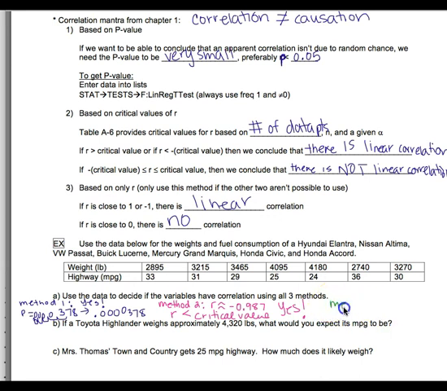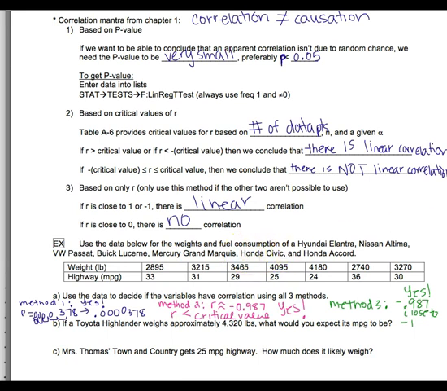Method 3, which is just based on the r value, we can say negative 0.987 is close to negative 1, which means that this would also give us a yes. So we've used all three methods. In this case, all three methods happen to agree. So we can feel very confident in saying that there is a linear correlation between the weight and the fuel consumption.